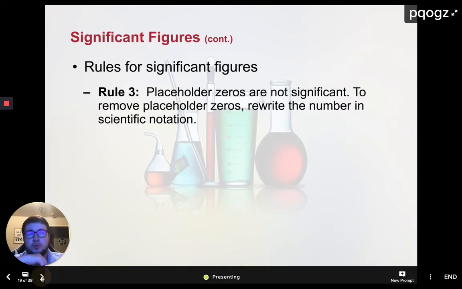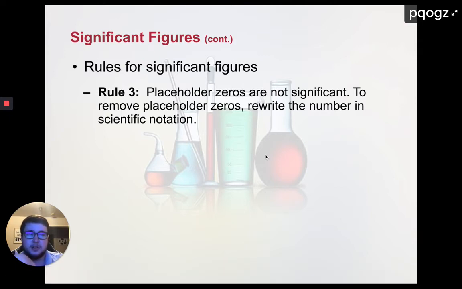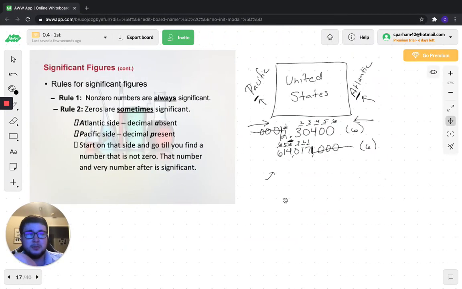All right, there's 2 more rules for sig figs. I'm going to call them sig figs for short. It's just more fun to say. All right, so rule number 3, placeholder zeros are not significant. To remove placeholder zeros, just rewrite that number in scientific notation, just like we did a couple lessons ago. And what I mean whenever I say placeholder zeros, I'm talking about these guys right here, or these guys right here. So any 0 that is just there as a placeholder, it's not significant.